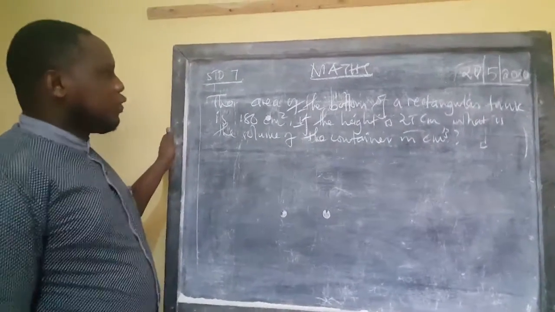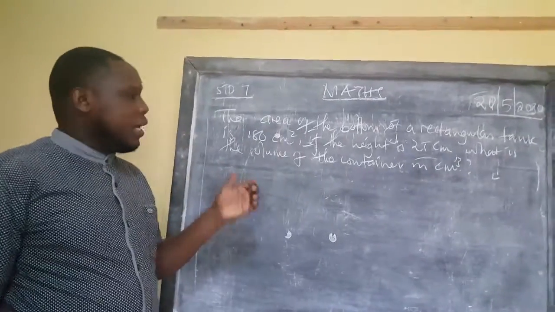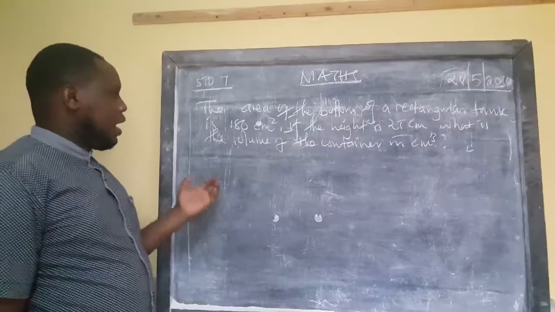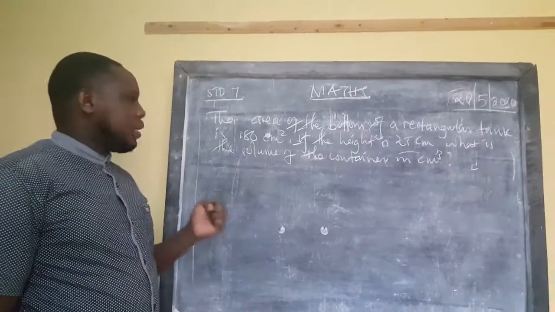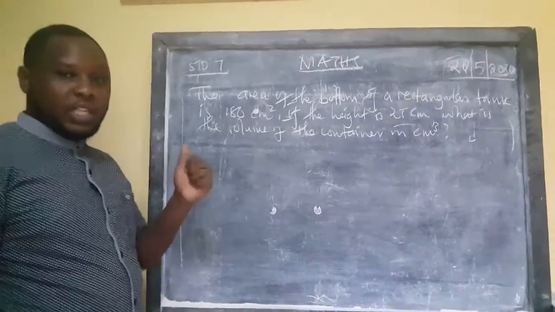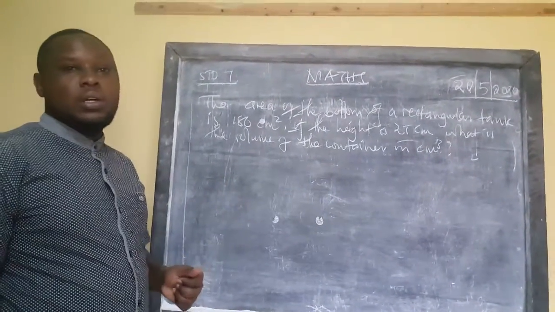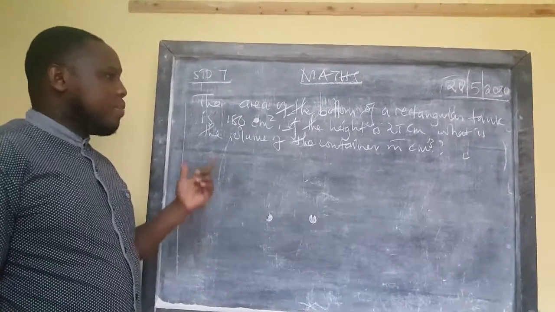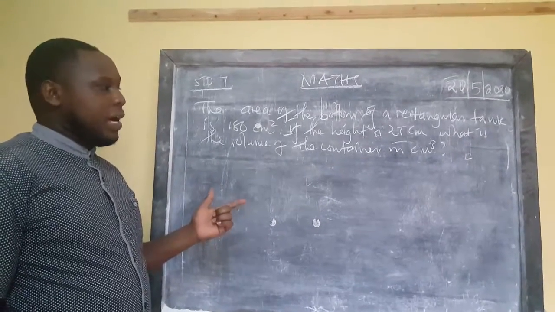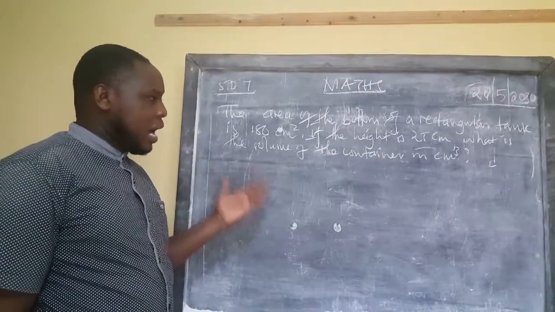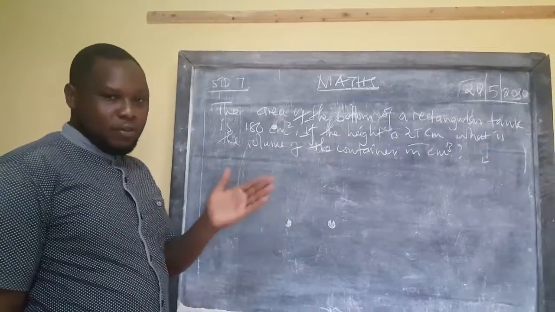And before we start what we are supposed to do today, I want us to begin by revising what we did yesterday. Yesterday we were trying to look at the base area and the cross-sectional area of cubes and cuboids. And later on we discussed volume, how to get volume when you're given base area and height, and how to get the height when you're given base area and the volume.